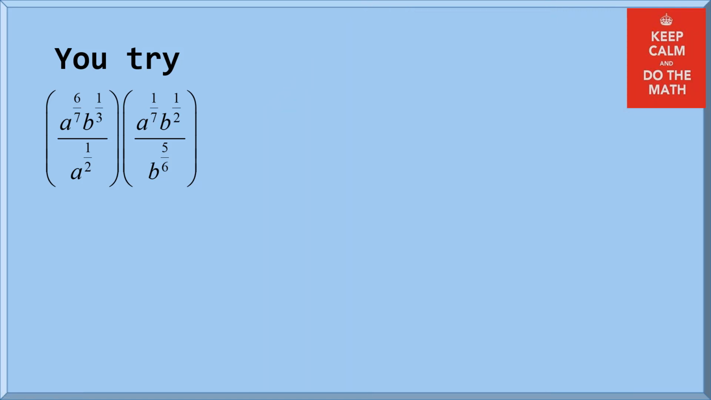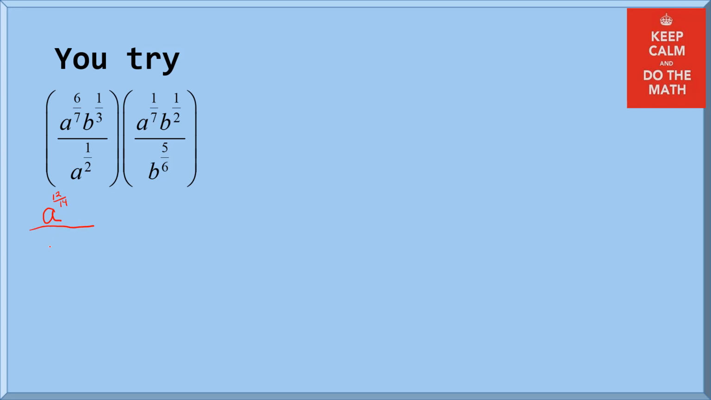For the benefit of those who did it maybe different ways, I will again complete this one in 2 different ways. So I'm going to start on the left. I'm going to take a to the 6/7 and divide it by a to the 1/2 first. So I'm going to need a common denominator between 7 and 2, and that will be 14. So we will convert the numerator from 6/7 to 12/14. 7 times 2 is 14, therefore 6 times 2 has to be the numerator of 12.